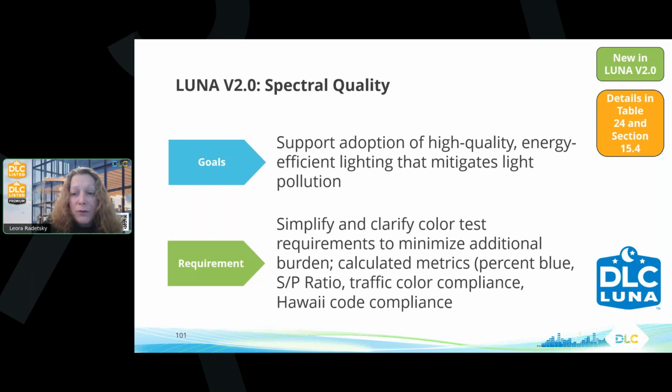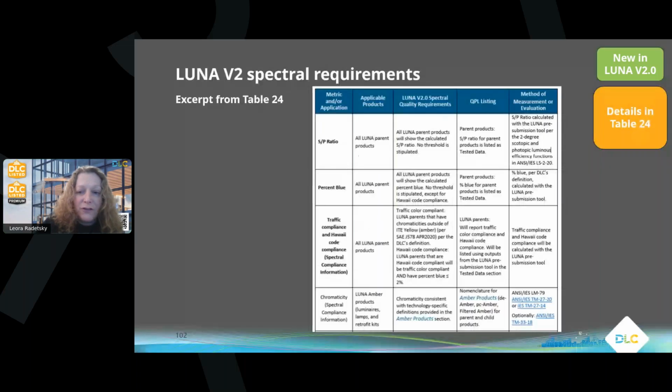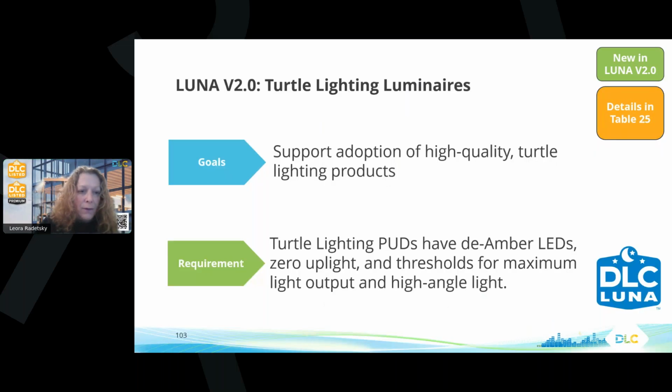We've also added new LUNA-specific lighting metrics that are calculated with the LUNA pre-submission tool. I think you see a trend here. And so this LUNA pre-submission tool uses SPDX documents to calculate many of the metrics that will be shown on the QPL related to spectrum specifically for LUNA version 2 products. These include percent blue light, SP ratio, and an image of the spectral power distribution, as well as Hawaii Code compliance. These metrics are only available for LUNA V2 listed products and add to the value of their listing.